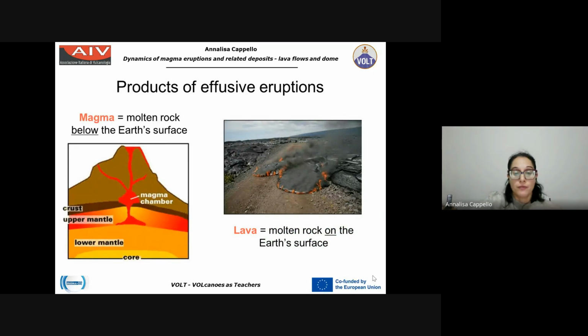What are the products of effusive eruption? Lava and magma are two terms that are often confused. Someone talks about magma and lava referring to the same thing. It's not so, because they represent two different geological phenomena. While magma is the molten rock beneath the Earth's surface, lava is the same molten rock once it reaches the surface. So magma is below the Earth's surface and lava is on the Earth's surface.